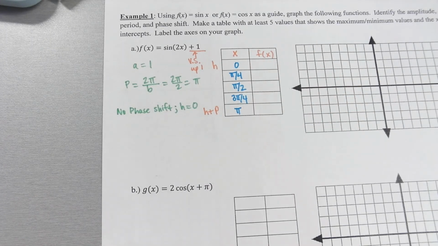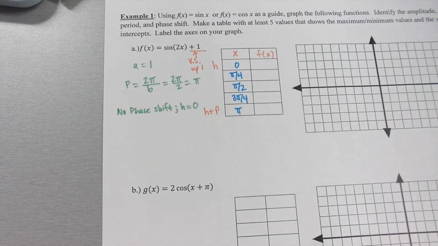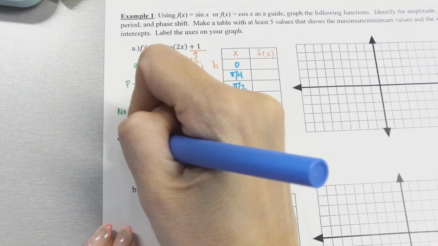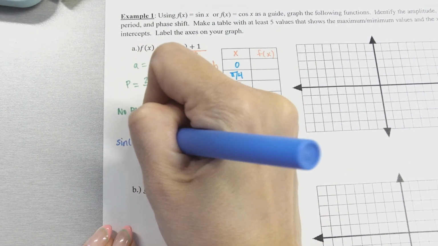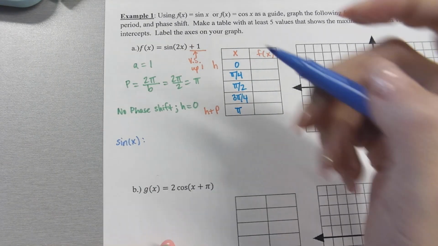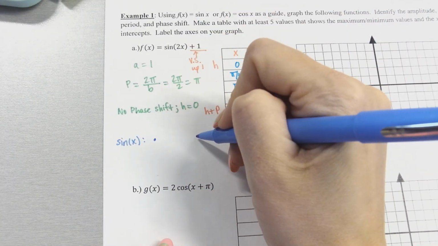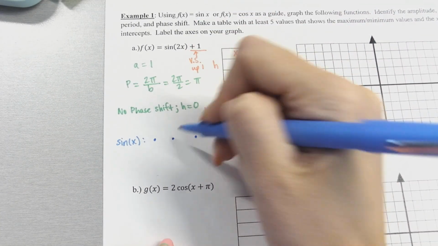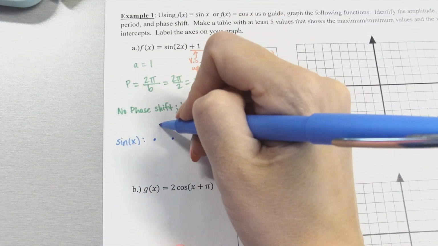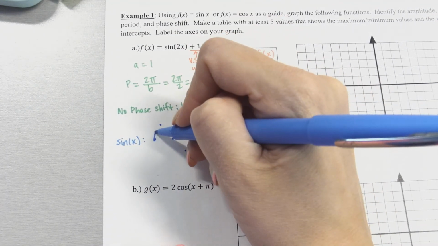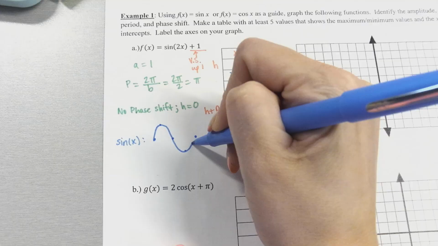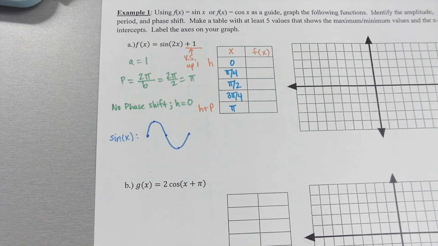Now when you're filling in the y's, this is a sine function, so we are using the parent to graph this. Let's recall real quick what our sine parent looks like. We start at 0, 0, we end at 0, 0, halfway is 0, 0, and then we do the max and then the min. These are the 5 key values that we're going to put on our chart.